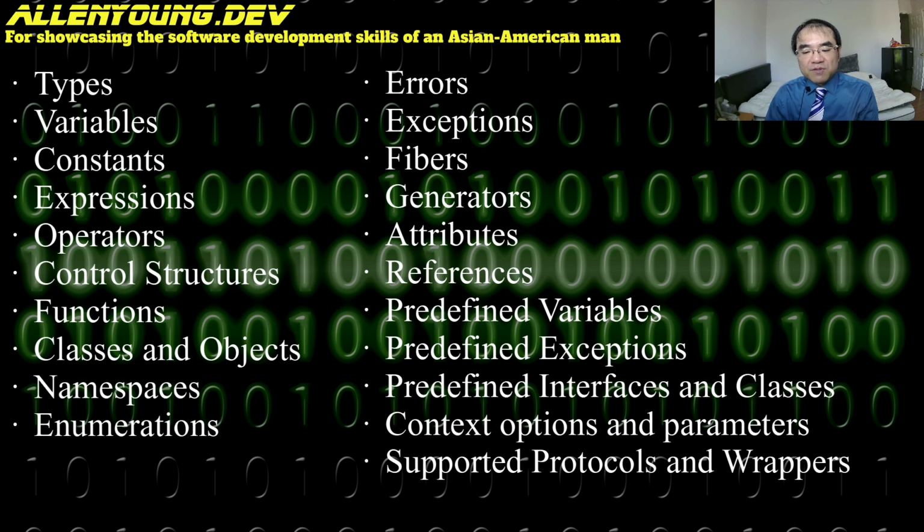The PHP software programming language has the following constructs: types, variables, constants, expressions, operators, control structures, functions, classes and objects, namespaces, enumerations, errors, exceptions, fibers, generators, attributes, references, predefined variables, predefined exceptions, predefined interfaces and classes, context options and parameters, and supported protocols and wrappers.